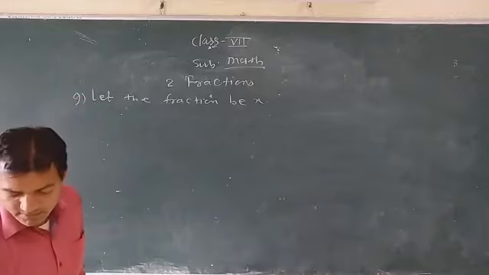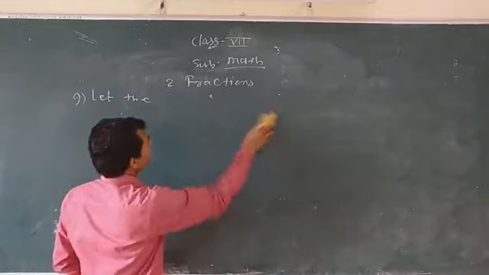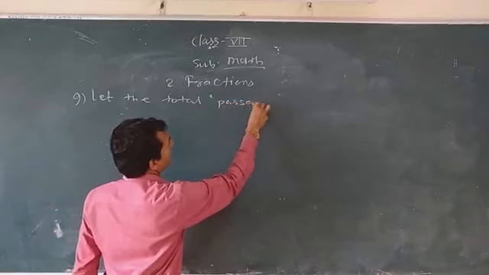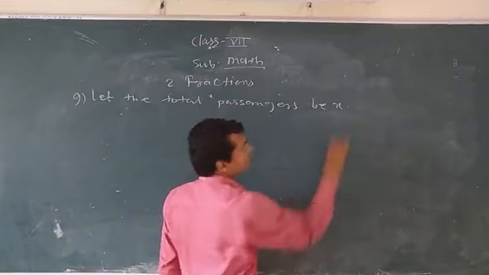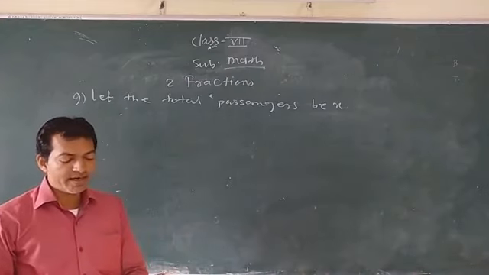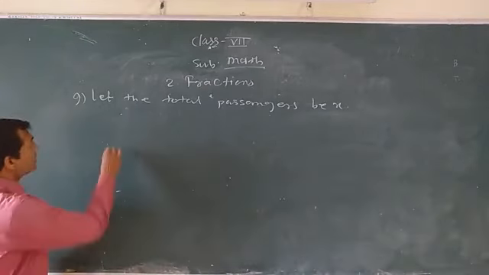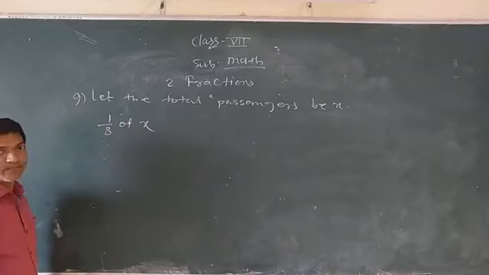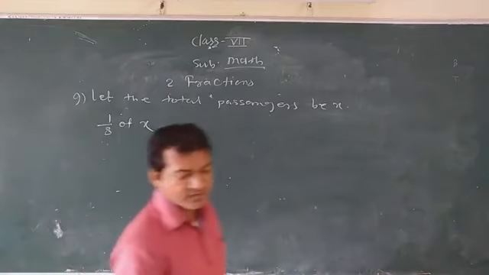Which one? 9. Total number of passengers. Let the total passengers be X. Okay, total passengers suppose X. Then what is given here? 1/8 of passengers of a train were children. 1/8 of passengers, that is 1/8 of X.